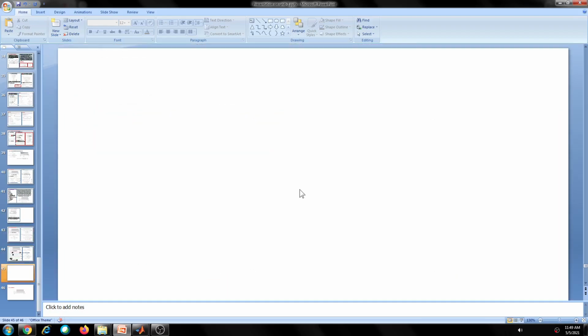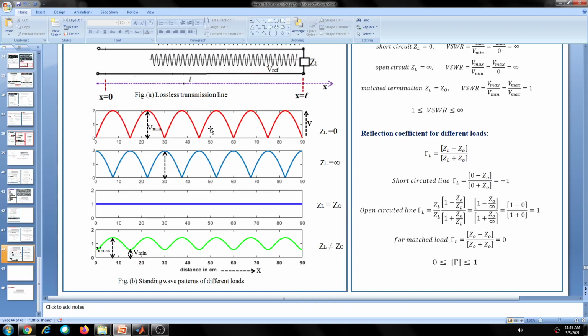Now we will see the standing wave patterns for different loads. I have written them here. If you connect ZL of different values, for example ZL equal to 0, how does the pattern look? Assume from the source point the length is 90 centimeter, and the load is connected at 90 centimeter. If ZL equals 0, the pattern of the wave is like this.